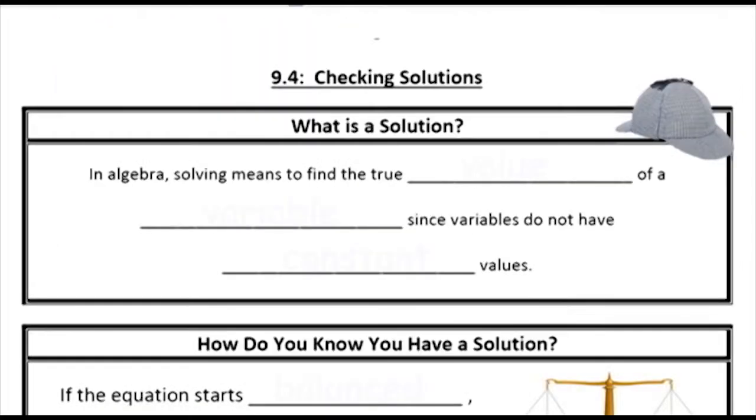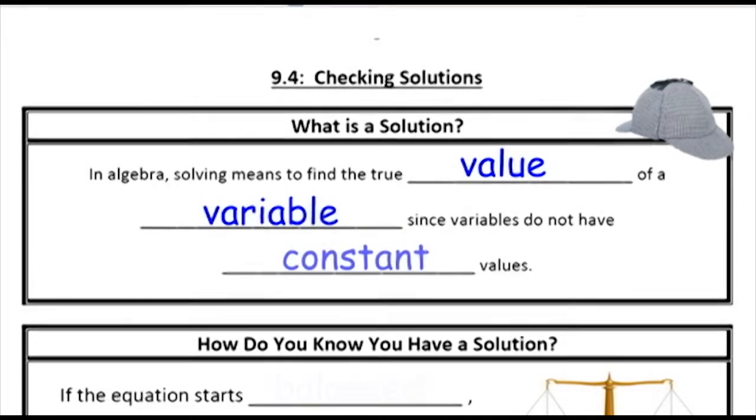Welcome to 9.4. We've talked one-step equations, both with addition, subtraction, or multiplication, division. Now we're going to look at how we can check these solutions. What is a solution? When we're solving in algebra, solving means to find the true value of a variable. Since variables do not have constant values, the value is always changing. X does not always equal the same number.